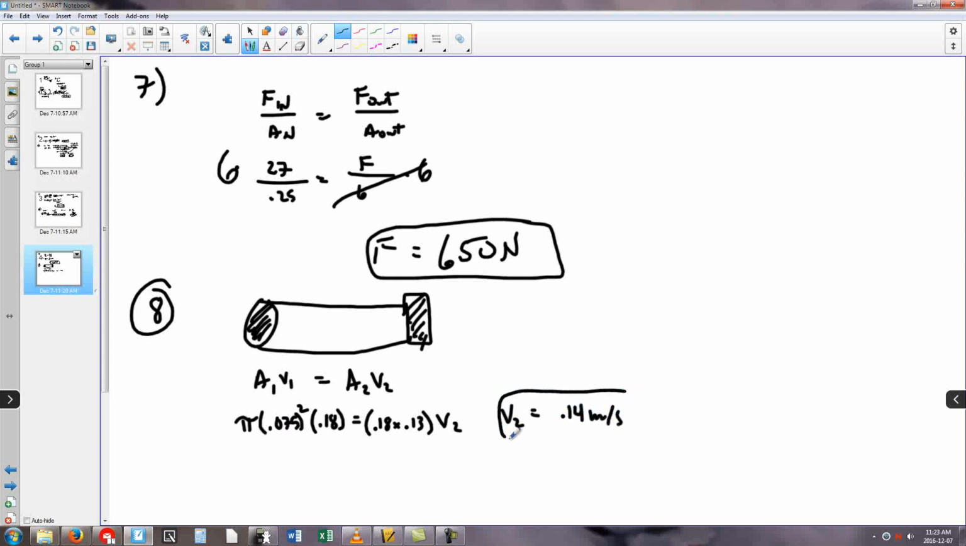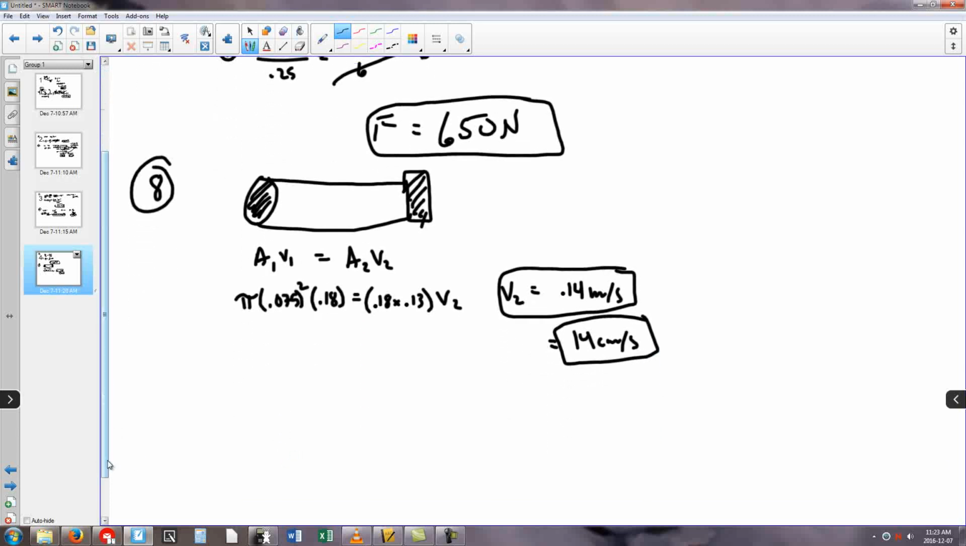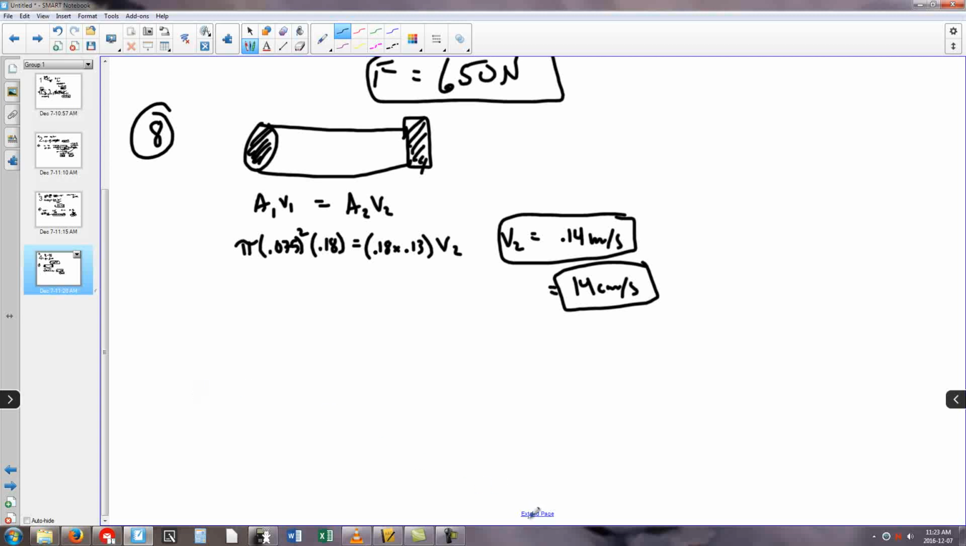And because there were a lot of units in centimeters per second, if you rewrote it as 14 centimeters per second, that would be acceptable as well. All right, last but not least, question number 9.